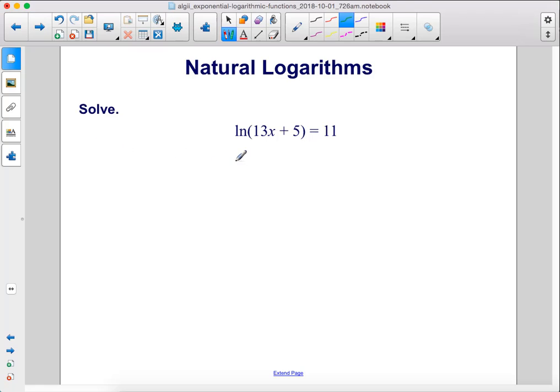Solve. The natural log of 13x plus 5 equals 11. Alright, so if we raise e to this power and e to this power, then this and this will cancel out. The e will cancel out the natural log, leaving us with 13x plus 5 equals e to the 11th power. Solve for x, and then we can put this in our calculator, and we get that x is approximately equal to 4,605.